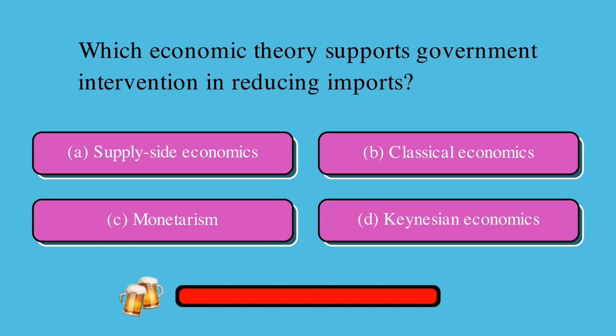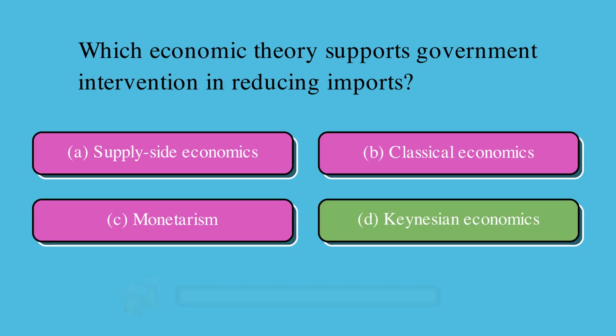Which economic theory supports government intervention in reducing imports? Is it A, supply-side economics, B, classical economics, C, monetarism, or D, Keynesian economics? The correct answer is D, Keynesian economics.